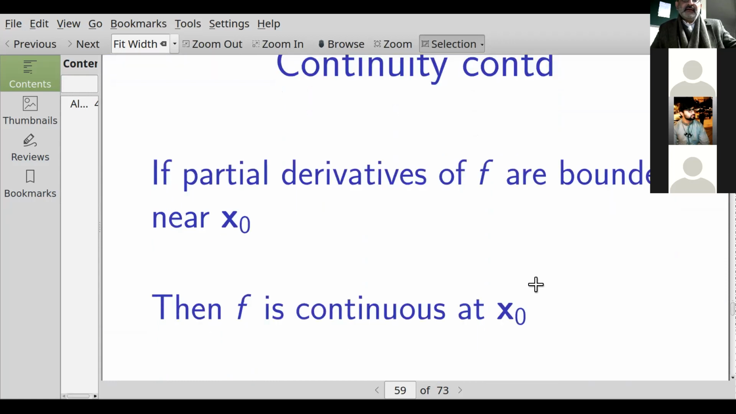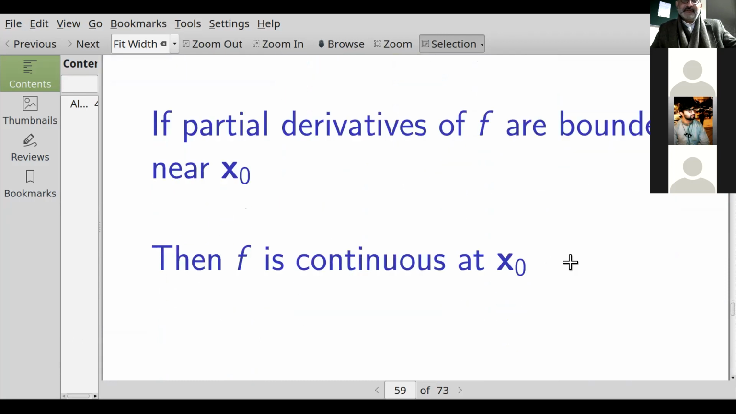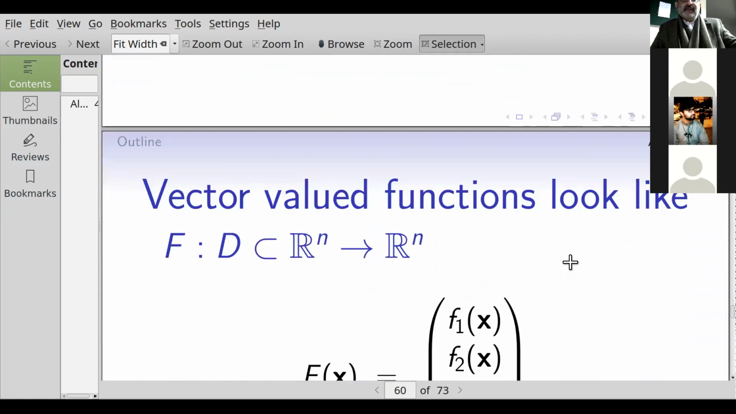And remember before, if a function was differentiable at x, then it was continuous at x in one dimension. Well, here, the analogous result is that if partial derivatives of f are bounded near x naught, then f is continuous at x naught.